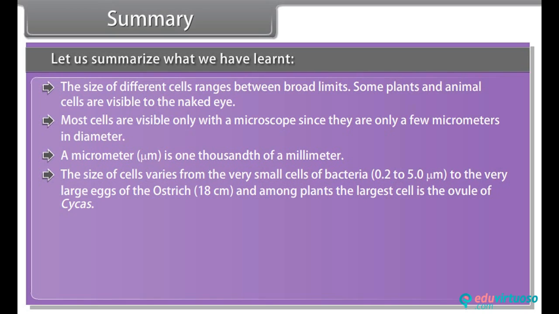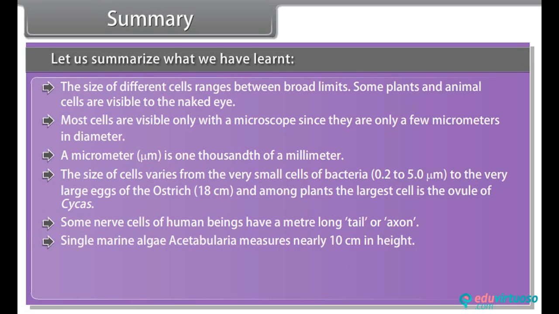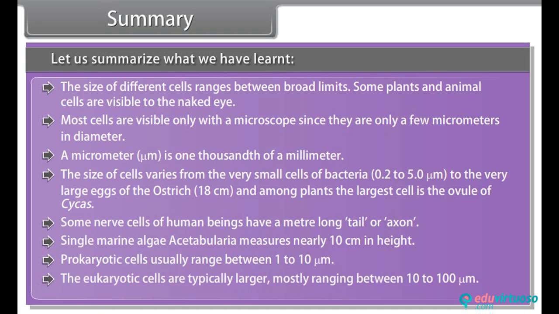Among plants, the largest cell is the ovule of cycas. Some nerve cells of human beings have a meter-long tail or axon. The single marine alga Acetabularia measures nearly 10 centimeter in height. Prokaryotic cells usually range between 1 to 10 micrometer. The eukaryotic cells are typically larger, mostly ranging between 10 to 100 micrometer.